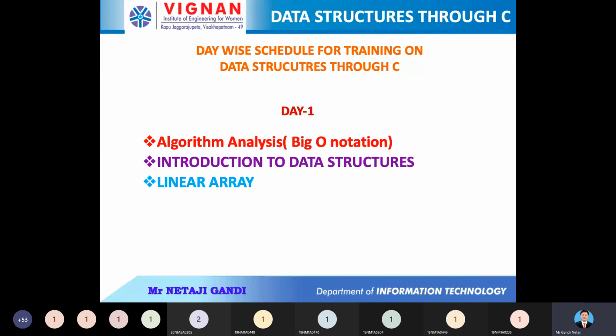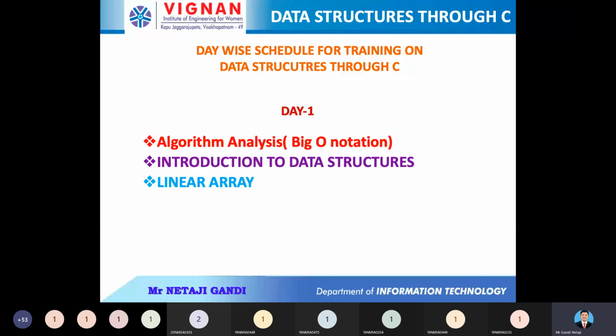So the first data structure is called an array. Already you are familiar with arrays in C language. The first data structure in this world is called an array. Array is a linear data structure. The first data structure is called an array.